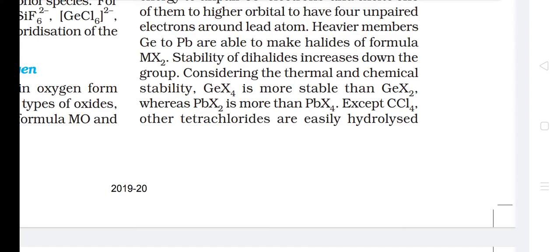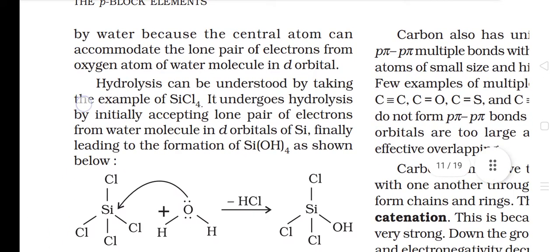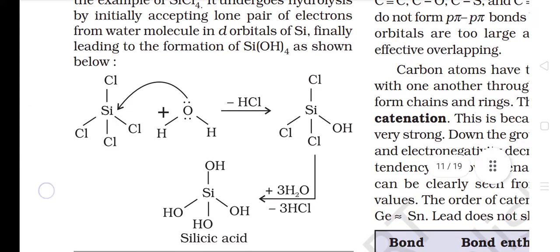Except CCl4, other tetrachlorides are easily hydrolyzed by water because the central atom can accommodate the lone pair of electrons from the oxygen atom of the water molecule in d orbital. Hydrolysis can be understood by taking the example of SiCl4. It undergoes hydrolysis by initially accepting lone pair of electrons from water molecule in d orbitals of silicon, finally leading to the formation of Si(OH)4 as shown below.